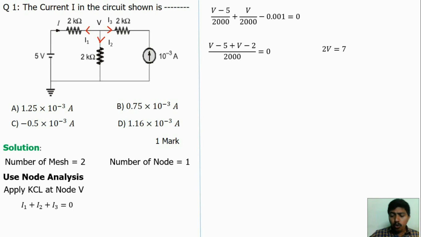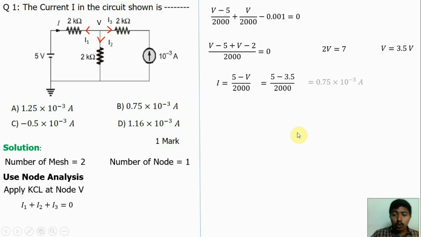V is equal to 3.5 volt. But our objective is to find the current I. The current I flows from the 5 volt source. So by Ohm's law, current I is equal to 5 minus V divided by 2 kilo ohm, 2000. We already know the V value, substitute here, and we get I is equal to 0.75 milliampere. So option B is correct.